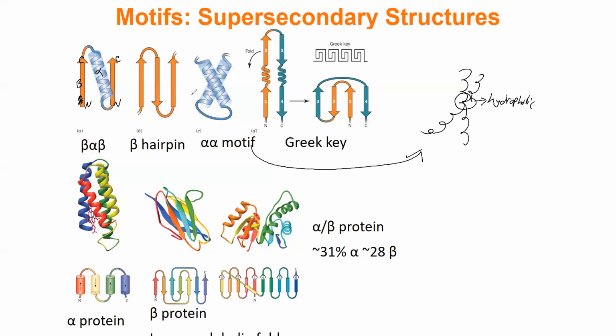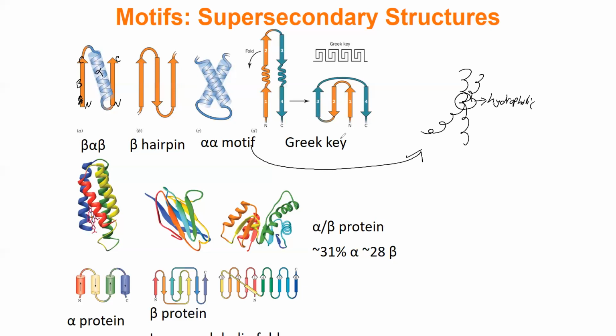So you can see in the alpha alpha motif, you have these two alpha helixes that are really just coming and interacting with each other. That's most likely due to the hydrophobic effect, where you have hydrophobic residues on these helices and water is pushing those together.